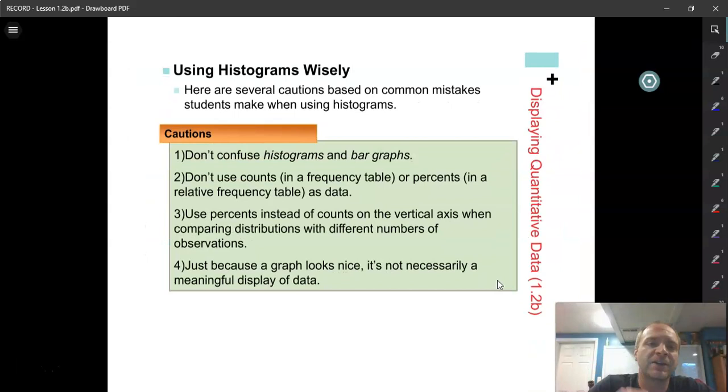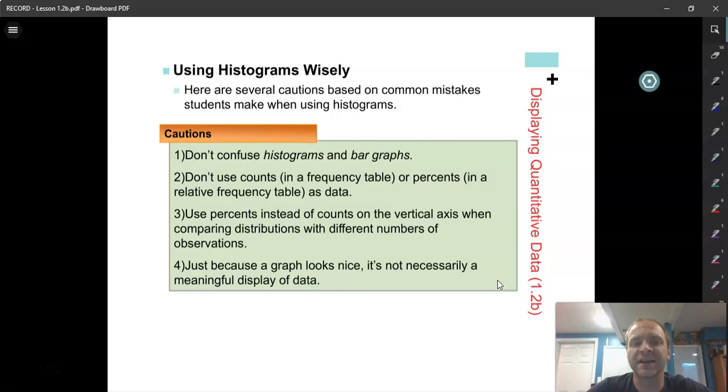So bottom line is make sure you use your histograms wisely. Do not confuse histograms and bar graphs. Histograms, quantitative variables. Bar graphs, categorical variables. Histograms, because they're quantitative, you can describe shape, center, spread, outliers, and so on. Bar graphs, they're categorical. The order doesn't matter. Don't use counts in a frequency table or percents in a relative frequency table as data.